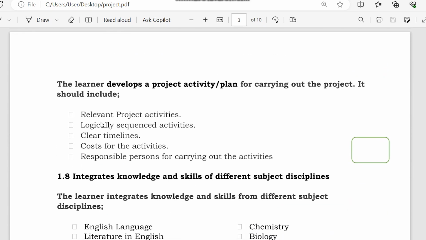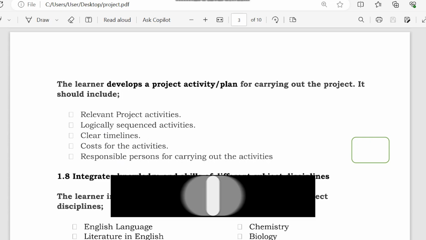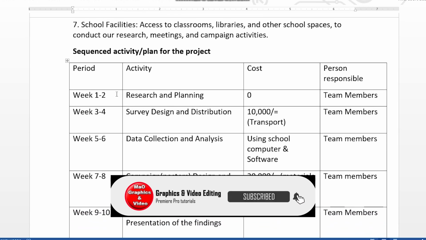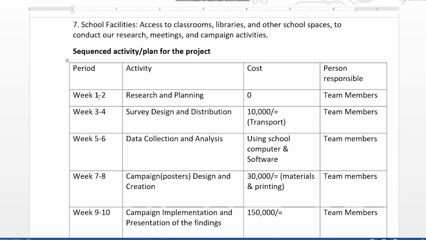Now the work plan should be relevant to the project activity, and also should be logical, that means the first should be first, then the second, in that order. It needs the timeline, the cost, and the person responsible. So in my sample, I've summarized using a table. The period is week 1 to week 2, for instance. He will be doing the activity of research and planning, and there is no cost. The person in charge is either that one student, or if they are in a team, the team members.